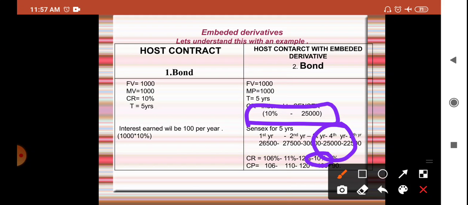As we are dealing with the derivative, the value is depending upon the underlying asset. As the underlying value changes, the asset value also changes.